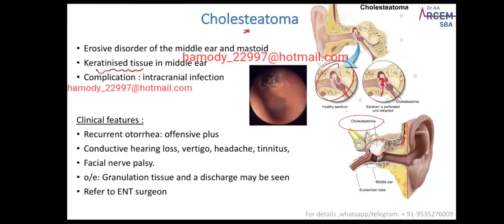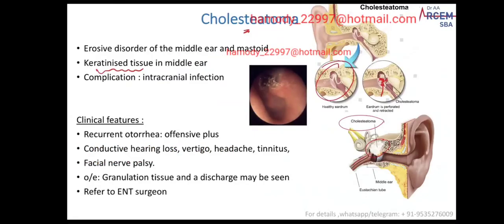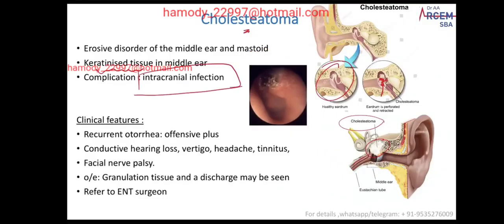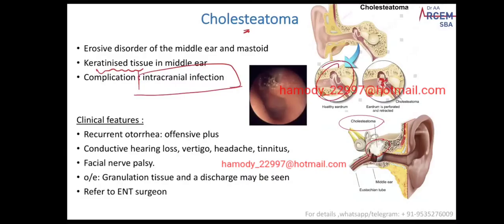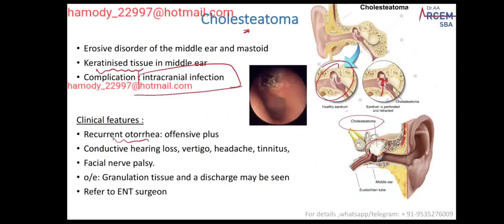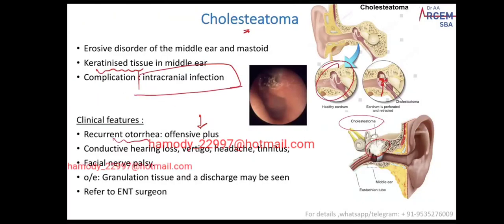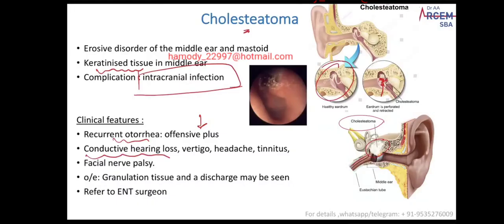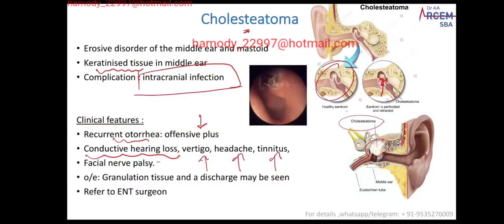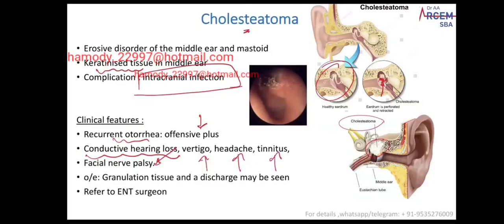In the history, usually they'll give a history of recurrent middle ear infection. Complications, again, it can spread to the surrounding structures, which is an intracranial infection it can cause. What are the clinical features? Recurrent otorrhea, discharge, foul smelling it will be. Because it is a recurrent infection and cholesteatoma is developed, they classically will have conductive hearing loss. Along with it, they can have vertigo, headache, and tinnitus. Sometimes it can cause compression over the facial nerve, resulting in facial nerve palsy.